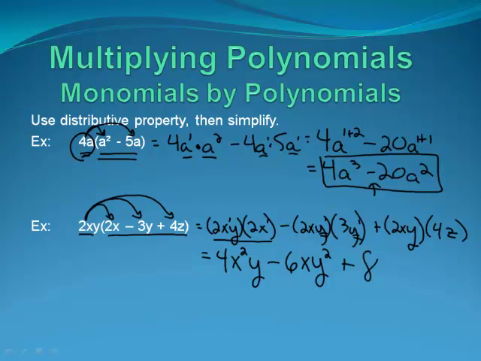X times y times z, those are all different bases, so they will just multiply together in that final term. Now you have a subtraction step and an addition step. In order to combine anything more, you'd have to have like variable pieces, like terms. You don't have that, and so that is your final answer in that problem.